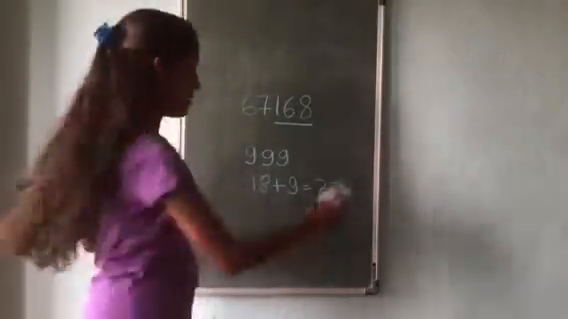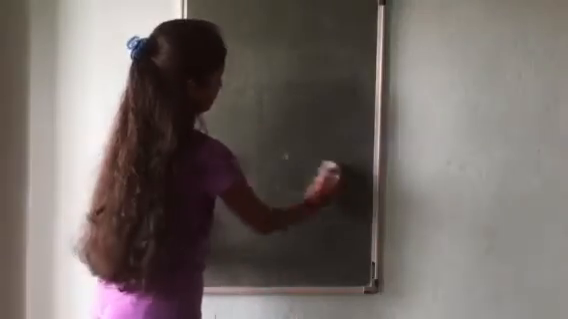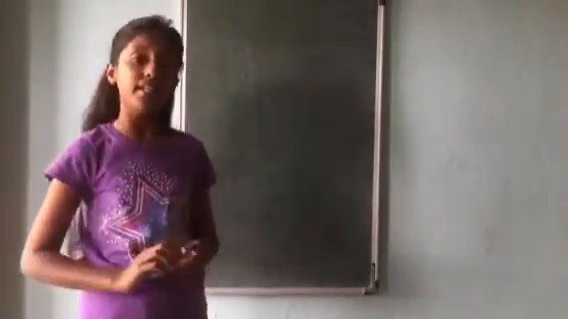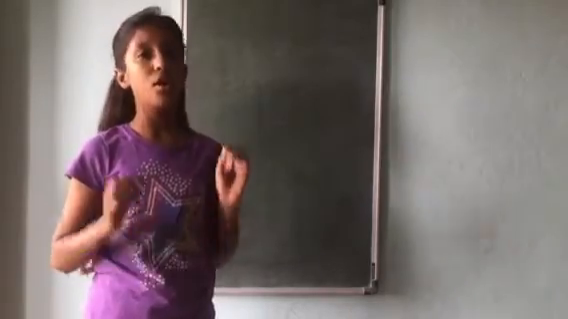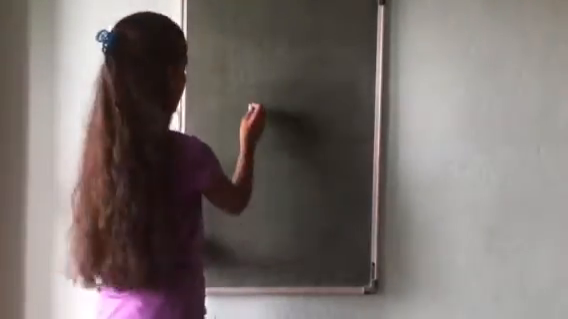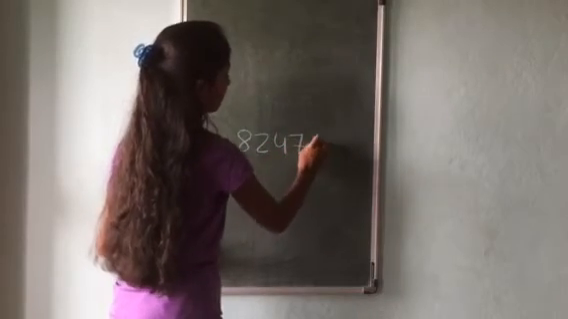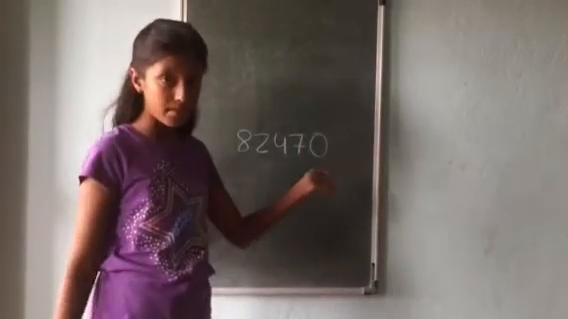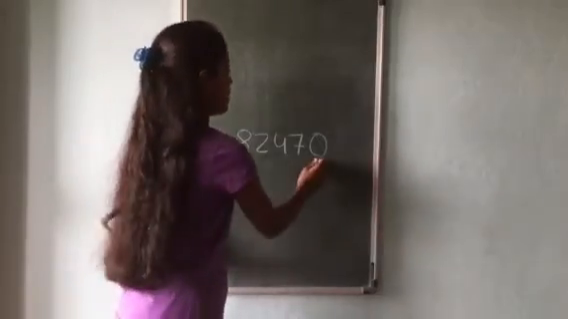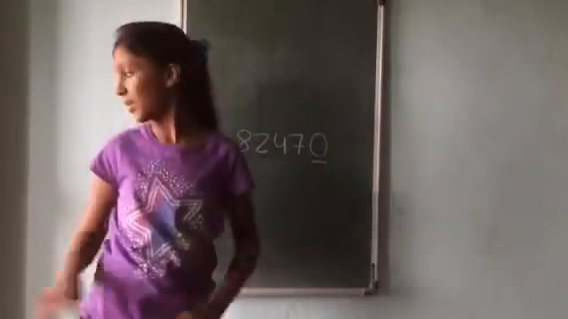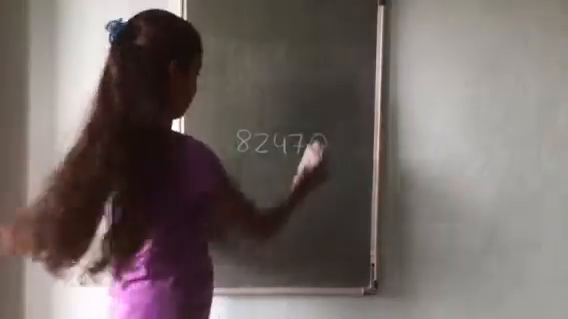Now we'll move on to 10, which is a quite simple rule. Now 10's rule says that any number which ends with 0 is divisible by 10. For example, is this number divisible by 10? Yes, because it's ending with a 0. Now 11.